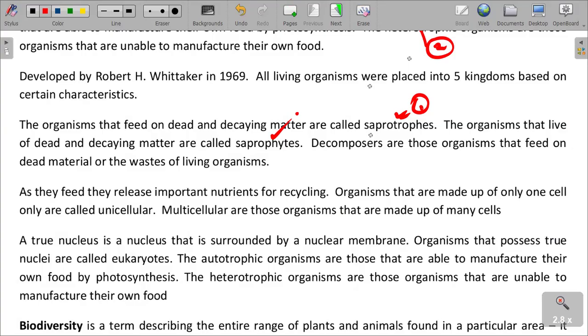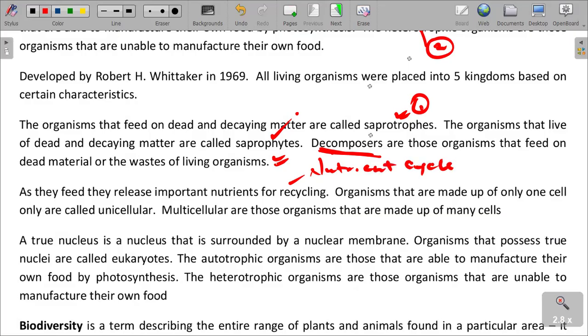Decomposers are also organisms that feed on dead material or waste of living organisms. We call them decomposers. We are still on classification. As they feed, they release important nutrients for recycling. I'm sure you remember last term we were talking about the nutrient cycle.